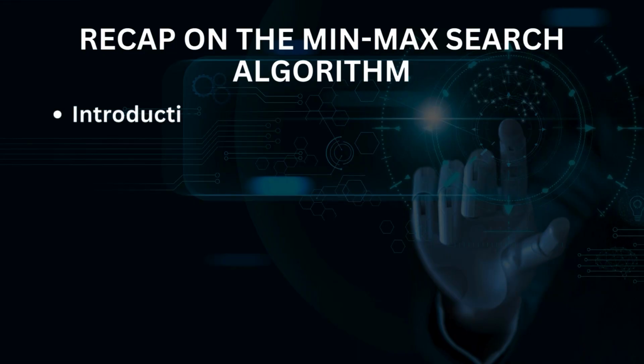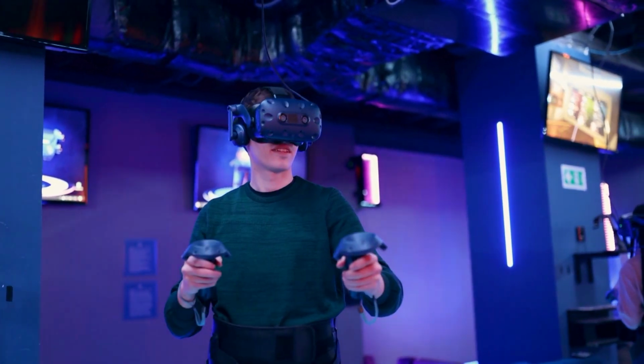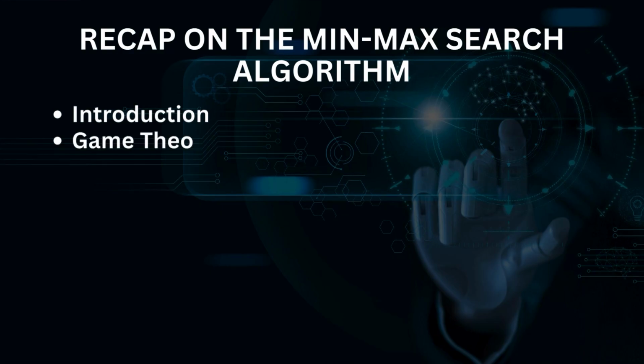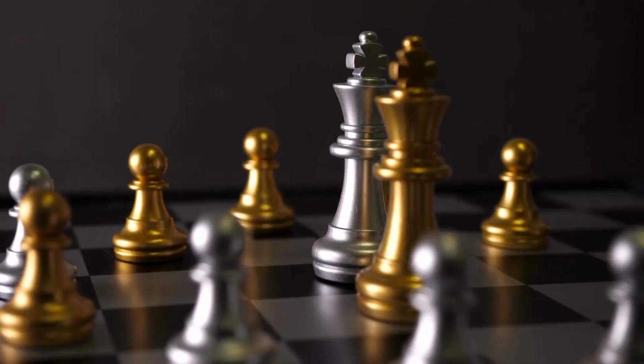In the lecture introduction, the min-max search algorithm is a decision-making strategy used in games and artificial intelligence. In game theory, min-max is commonly applied in two-player zero-sum games where one player's gain is the other's loss, such as chess, checkers or tic-tac-toe. The primary objective is to find the best move for the maximizing player while minimizing the potential loss, that means maximizing gain for the minimizing player.